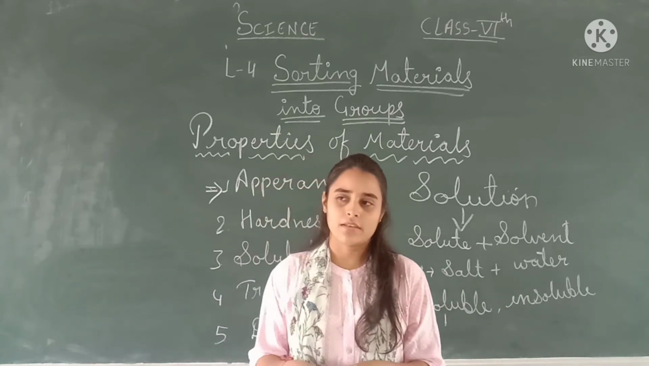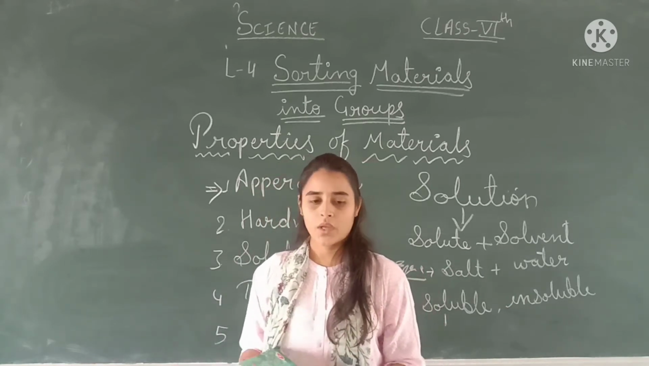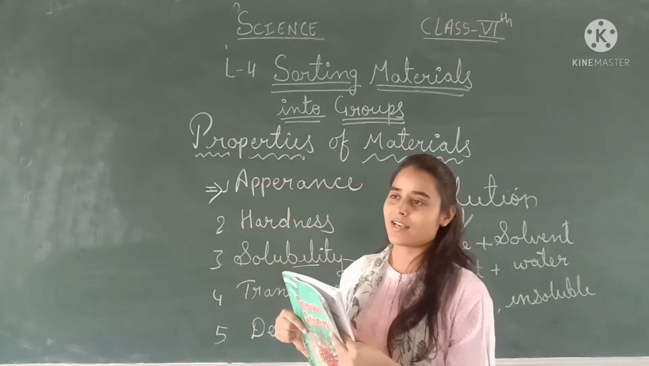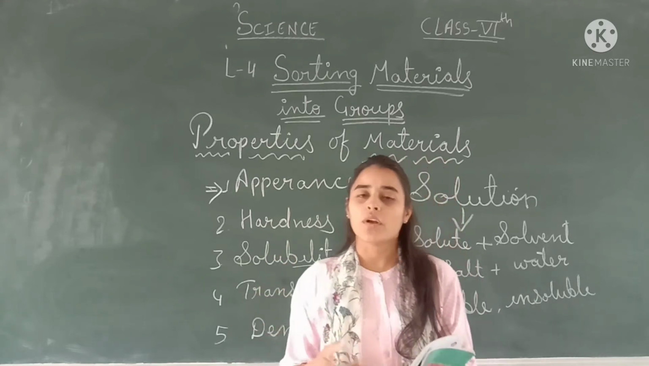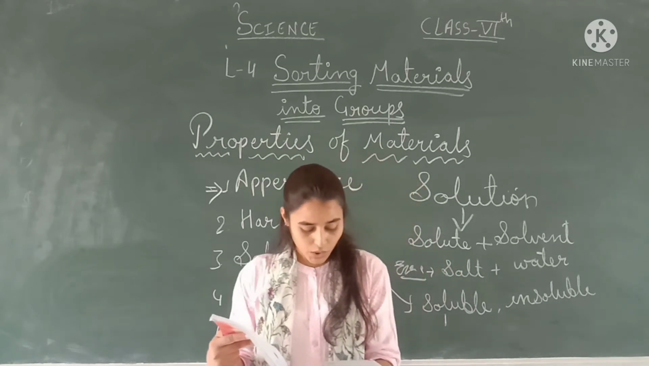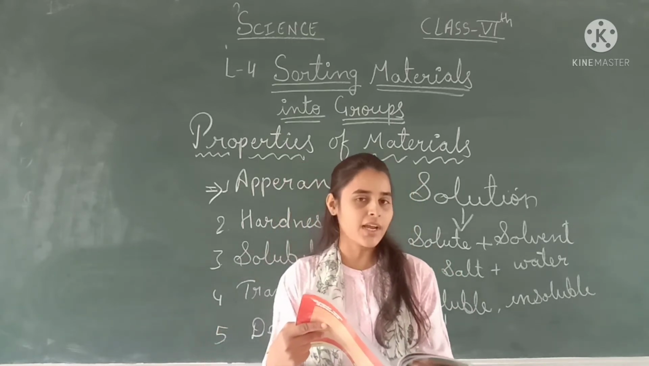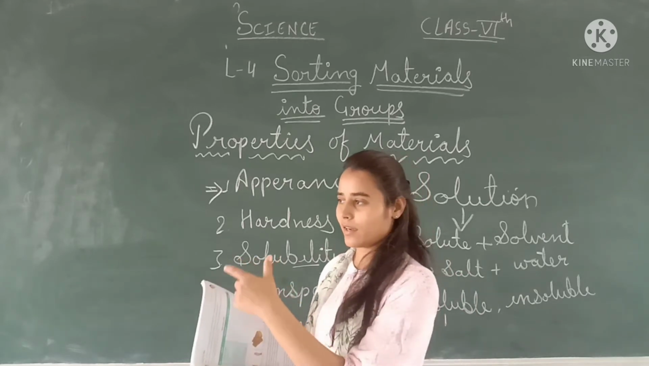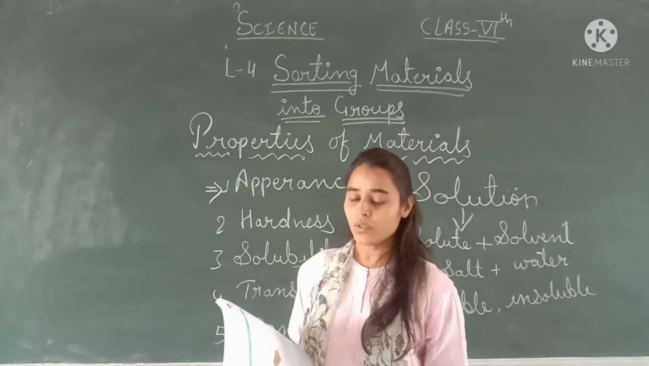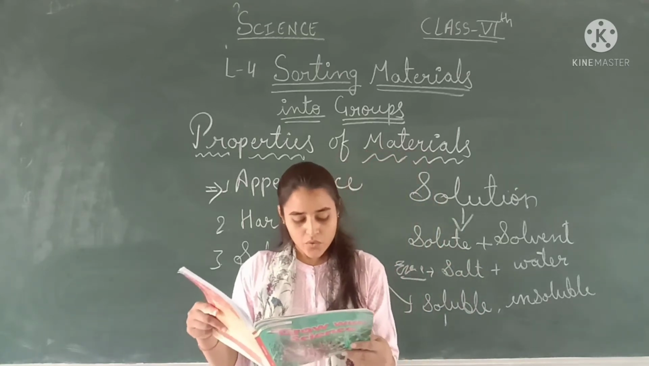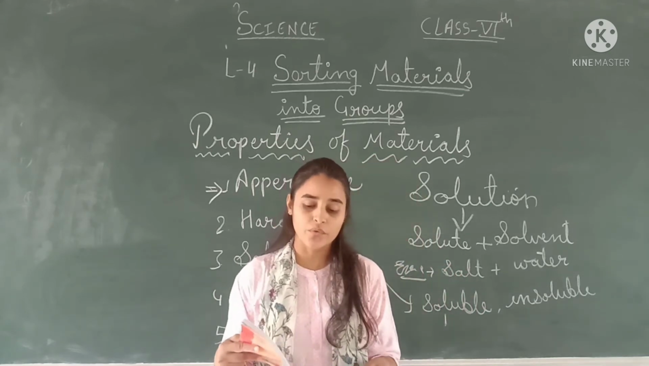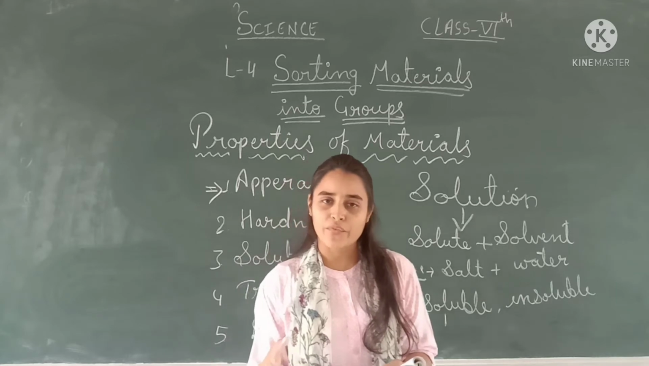Next, transparency. What is the meaning of transparency? When we can see clearly through a glass, that means it is a transparent glass. There are some materials through which we can see and some through which we cannot. Like we can see through a glass window, but we can't see through a door because the door is made of wood. This is the property of transparency.